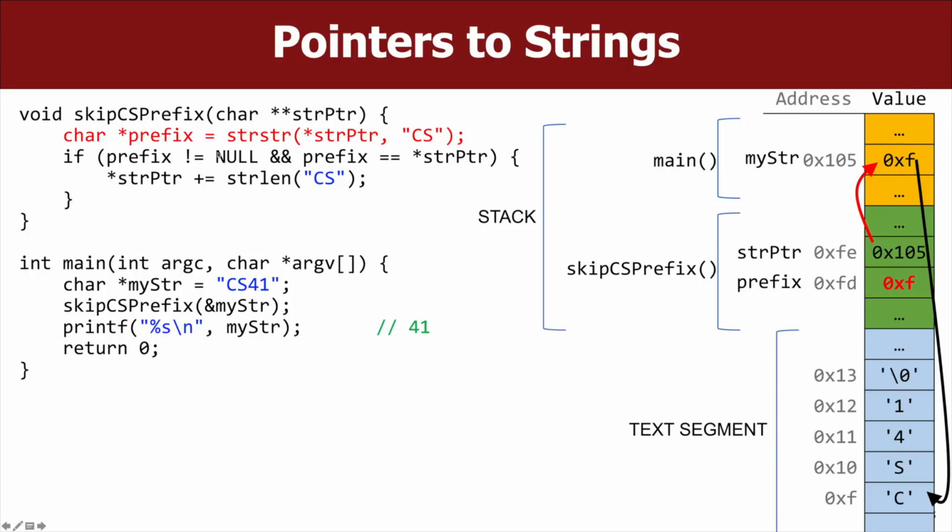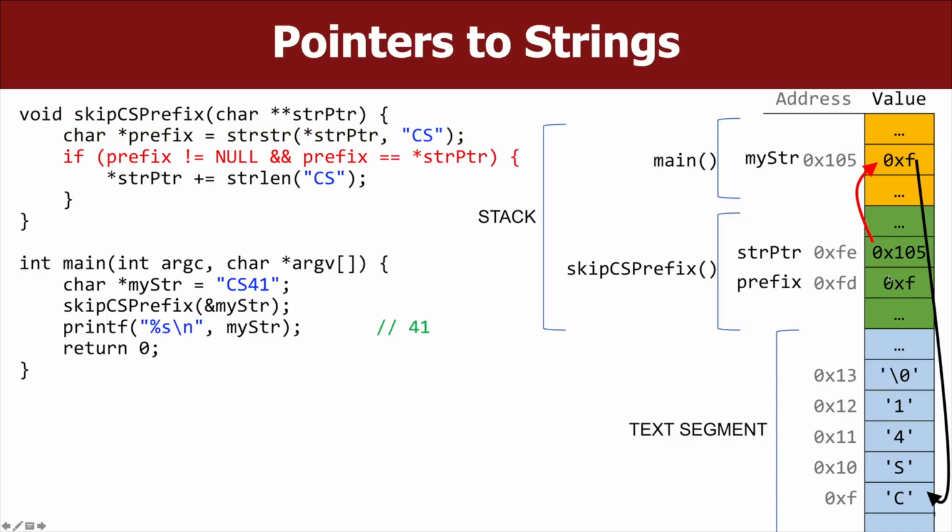So we call strstr and we get prefix. Prefix should point to the first occurrence of CS in the provided string. So prefix should store 0xf because in the string that stirPointer points to, 0xf is the beginning of the occurrence of the CS substring. So prefix equals 0xf.